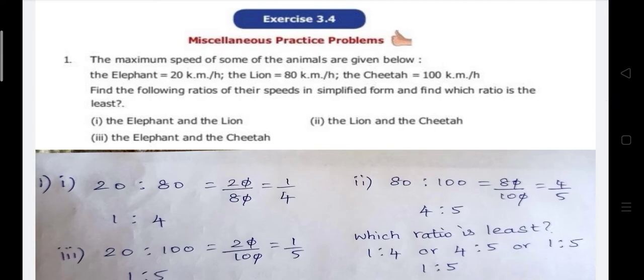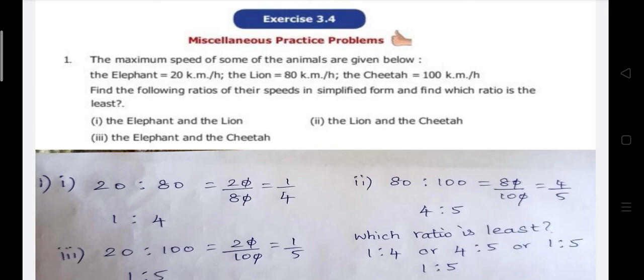இப்போ ஃபர்ஸ்ட் ப்ராப்ளம், the maximum speed of some of the animals are given below. The elephant 20 km/h, the lion 80 km/h, the cheetah 100 km/h. Find the following ratios of their speeds in simplified form and find which ratio is the least.